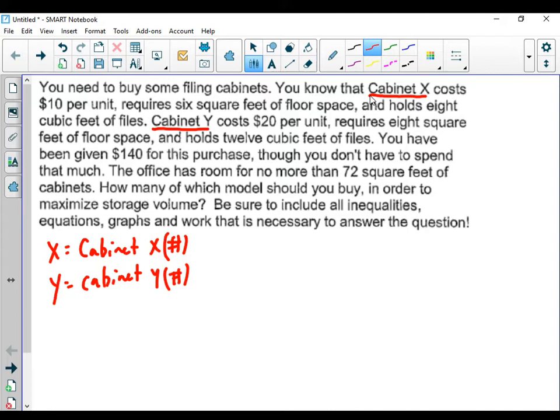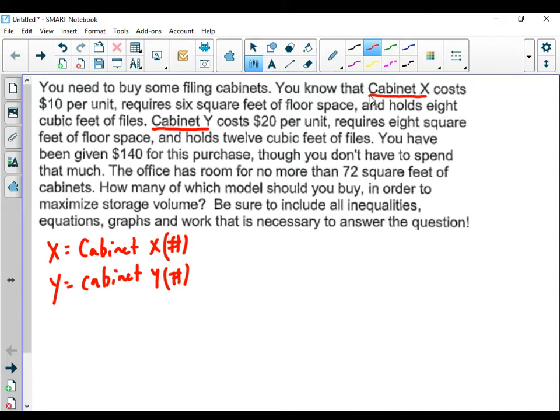So we've been given a certain amount of money to make our purchase. We've been given $140 for the purchase. You don't have to spend all that, but you can't go over it. The office has room for no more than 72 square feet of cabinets. And we want to know eventually, well, how many of each should we buy in order to maximize our storage volume? Okay, so this is a case where we're looking for the maximum storage.